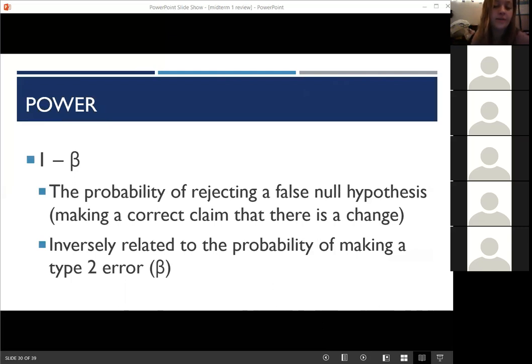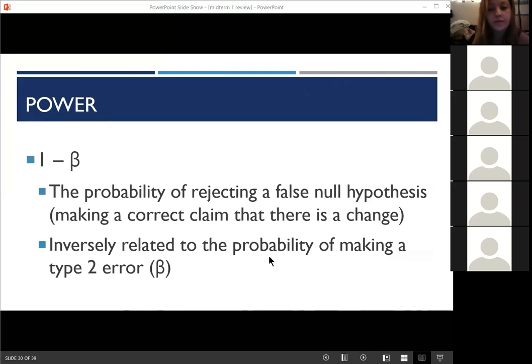So remember, beta is the probability of making a type 2 error. So 1 minus beta will be everything except for the probability of making a type 2 error. So that is going to be making a correct decision. So 1 minus beta is our power, and that's making a correct claim that there's some sort of change going on. So that's basically correctly rejecting our false null hypothesis. So correctly saying that there's some sort of change going on and rejecting that null, which is saying that there's no change. So we reject that there's no change, and we are claiming that there is a change. And obviously it's inversely related to the probability of making a type 2 error, because if your beta goes up, your power is going to go down, and vice versa.